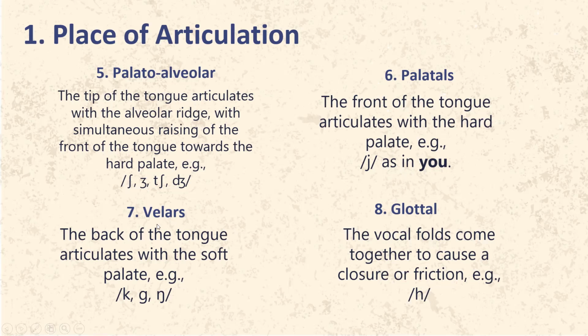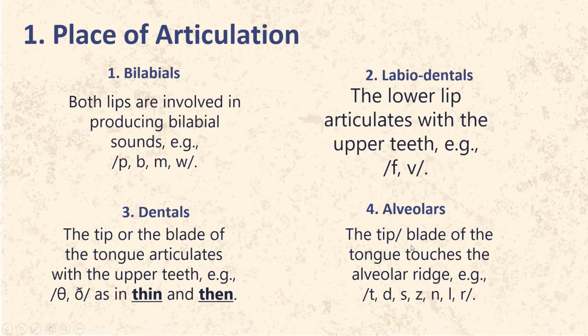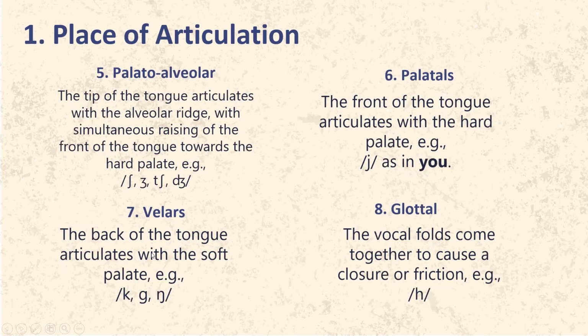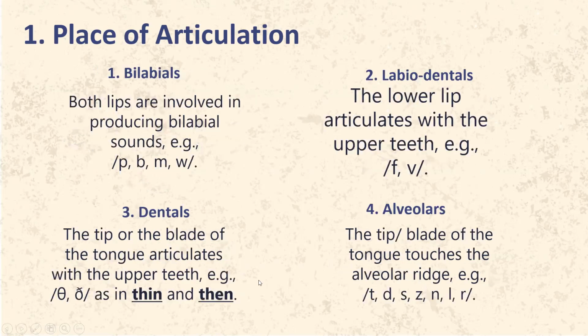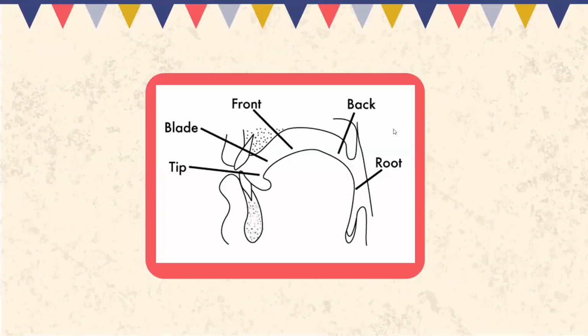Velars, okay, we have the hard palate, and we also have the soft palate. The back of the tongue, so here we have the front, and we also have the tip. Before we had the tip, right now we have the back of the tongue. In the velar sounds, the back of the tongue articulates with the soft palate, which is the part at the back of the mouth. This is the soft palate.